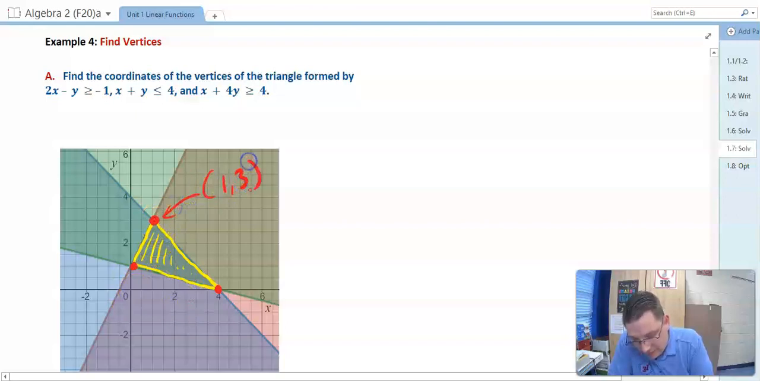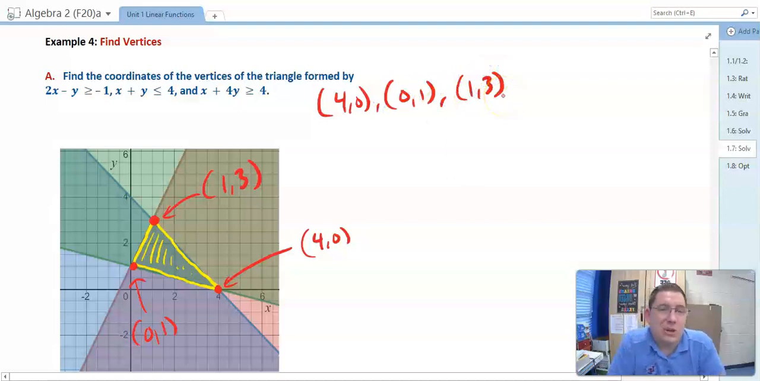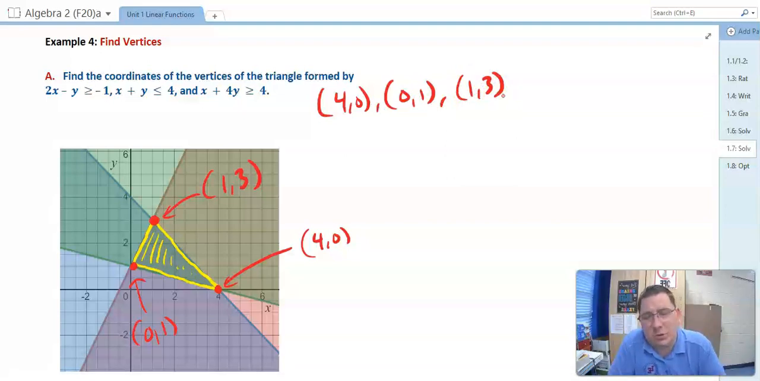Now pay attention, my boxes are not by 1, they're actually by a half. This one here is at 0, 1. And this one here is at 4, 0. And so my answer would be the three ordered pairs 4, 0, 0, 1, and 1, 3. The order of those three ordered pairs doesn't matter. Some will say list them in terms of their x values. Some will say list them in terms of the y values. Again, the order doesn't matter at the end of the day as long as you have all three ordered pairs.